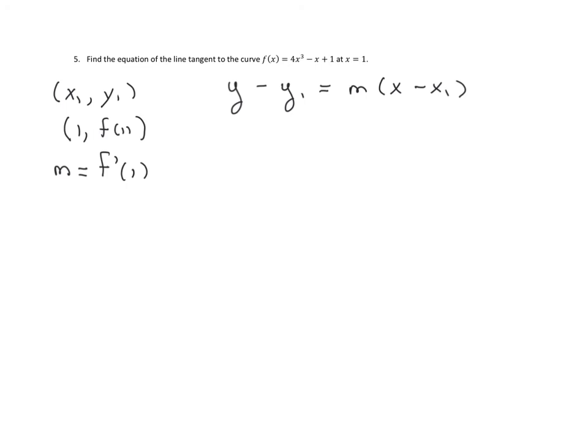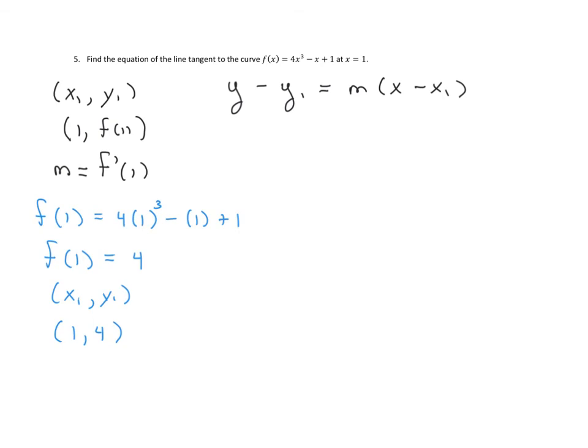I'm going to start by computing, what's f of 1? This is easy. We can just put 1 into the function and go from there. So no derivatives. This is just what is f of 1. That's 4. Technically, that's cubed, but that doesn't matter. It's going to be 4 minus 1 plus 1, and that's 4. So what is our point x1, y1? It's the point (1, 4).